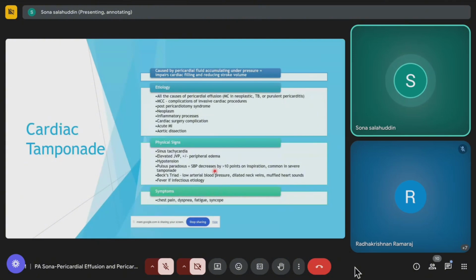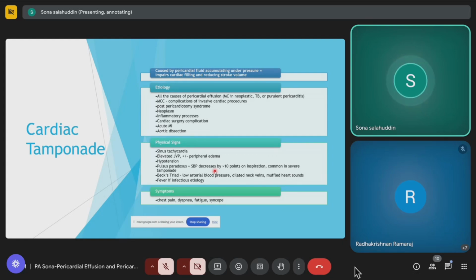Cardiac tamponade is caused by pericardial fluid accumulating under pressure, and it impairs cardiac filling and reduces stroke volume. The cardiac chambers become compressed because the increased pericardial pressure exceeds the cardiac filling and diastolic pressures. All the causes of pericardial effusion can lead to this. Most common are neoplastic, TB, infection. The most common cause is actually complications of invasive cardiac procedures, and also acute MI and aortic dissection.